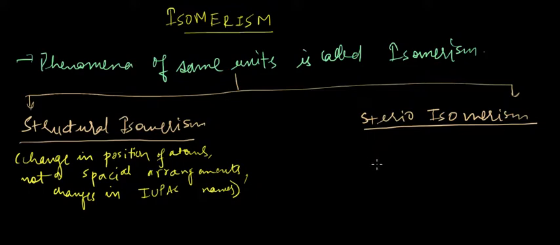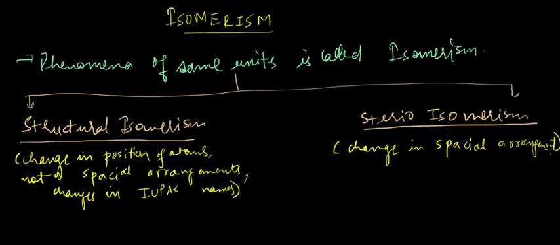Okay, and what is stereoisomerism? Stereoisomerism is change in spatial arrangement and same IUPAC name. So this is change in spatial arrangement with same IUPAC name.